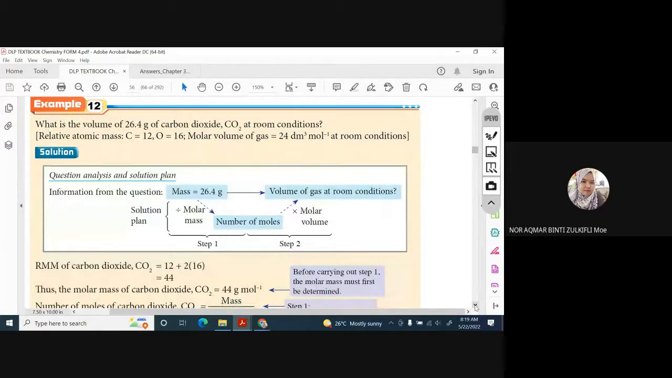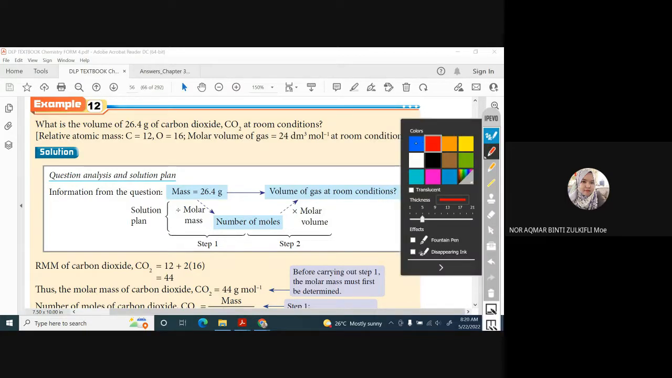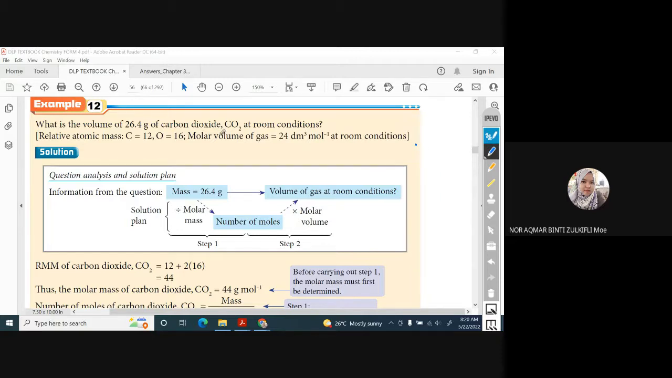Please class, during the examination you must highlight the important information given, because we want to know which information to use in the formula. For example, number 1: what is the volume? So we want to find volume. Highlight or underline it. Volume we don't know; you want to find the volume of 26.5 gram of carbon dioxide.